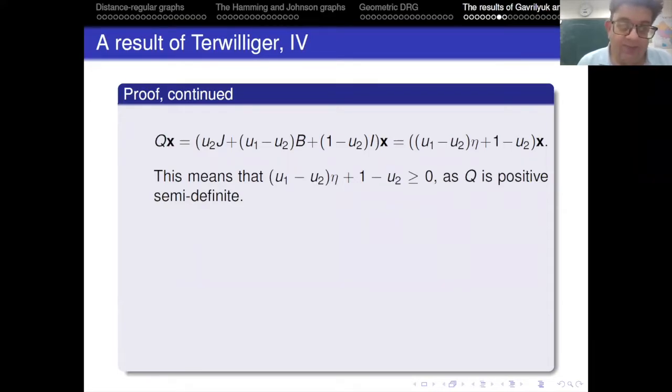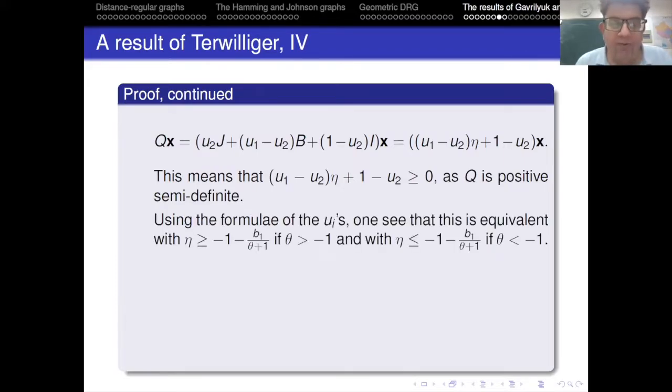has eigenvalue 1. This means that (U1 minus U2) times eta plus (1 minus U2) is greater or equal to 0, as Q is positive semi-definite, because all eigenvalues of Q must be positive, or at least non-negative. Using the formulas of the U_i's, one can see that this is equivalent to eta being at least minus 1 minus B1 over theta plus 1 if theta is bigger than minus 1, and smaller or equal to this number if theta is smaller than minus 1.